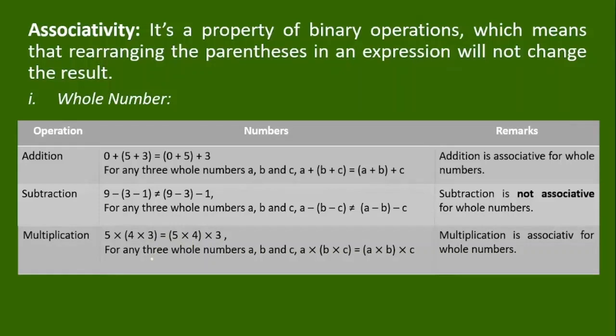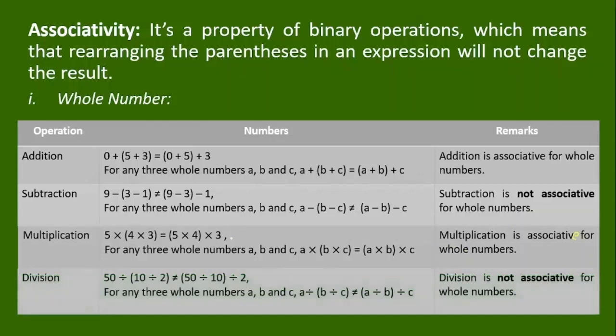So for any three whole numbers A, B and C, A into (B into C) is equal to (A into B) into C. As we are getting the same number on both sides, this condition is satisfied for the multiplication operation. So we can say that multiplication is associative for whole numbers.